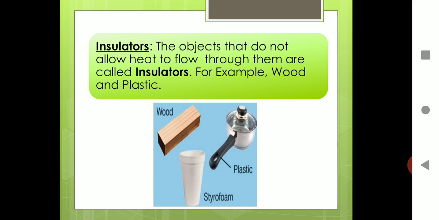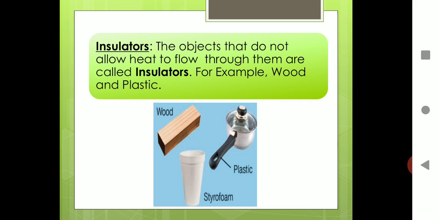Now what are insulators? The objects that do not allow heat to flow through them are called insulators. For example, wood, plastic, foam, etc. There are many objects which are solid and which do not allow heat to flow through them, and we call them insulators. So for example, here a wooden block is placed. If you heat the wooden block at one end and you are holding the other end by your bare hands, then you will not feel the hotness of the flame on the other end. That is because heat from the hot end is not transferred to the cooler end, and it is because wood is a bad conductor or insulator of heat.